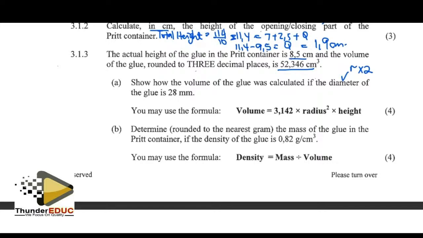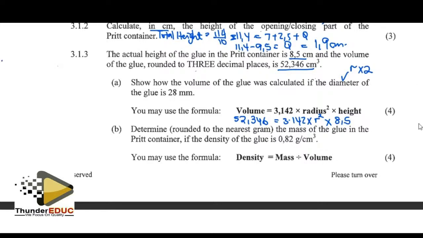So this will be my volume, which is 52,346 equals 3,142. Do we know the radius? No, but allow me to leave it as r squared times, do you know the height? They told us it's 8,5. So we multiply the normal numbers and leave the r squared alone, which is 3,142 times 8,5. You get 26,707. Please, I will leave the number the way it is. I won't round off.